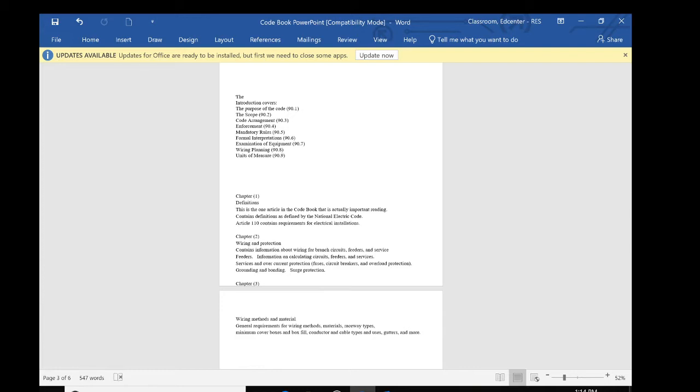And then 90.6, formal interpretation. To promote uniformity of interpretation and application of this code, formal interpretation procedures have been established and are found in any NFPA regulations governing committee projects. So in other words, you think this is right, you think the inspector thinks that something else is right, you can go to the code panel, right now you have to write them, and it's not going to take an hour or a week, it's going to take months or longer, and they'll come back and tell you a formal interpretation. Okay, what you thought was right, or what he thought was right, or what neither one of you thought was right. But it has to go back to the code panels, and it's not a very fast process.